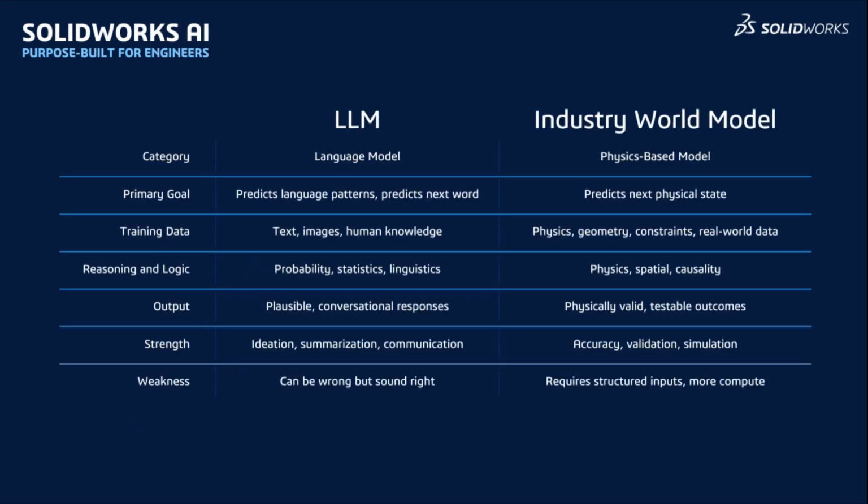So LLMs like ChatGPT are trained on text and images to predict what comes next. They really rely on patterns and probability. World models are trained on physics, geometry, and real world data to predict the next state in a physical system. Both of these models are powerful and have their place, and SolidWorks will be bringing them together to create an AI that is purpose built for designers and engineers.